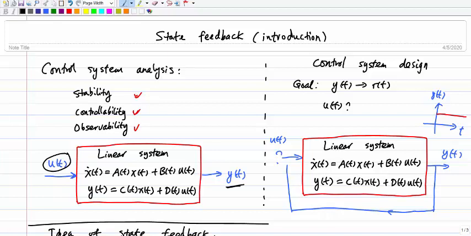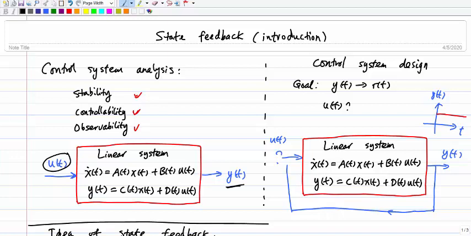Okay, in this lecture, I'm talking about the state feedback, which is about the control system design. Before talking about the state feedback, I'm going to briefly review what we talked about previously and talk about the difference between the control system analysis and the control system design.